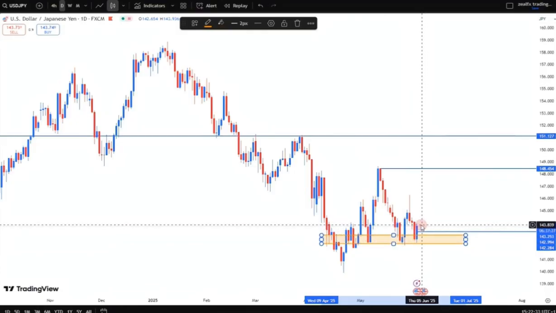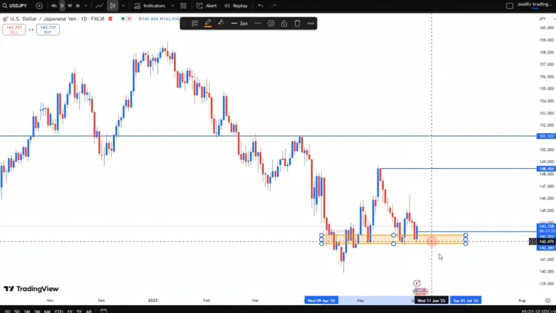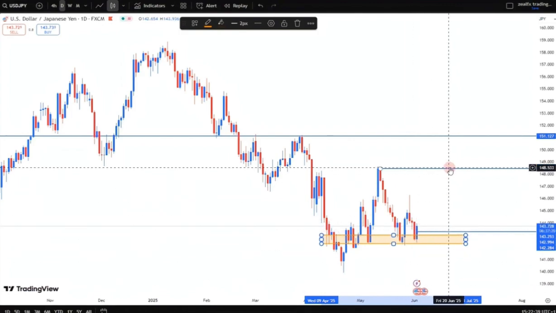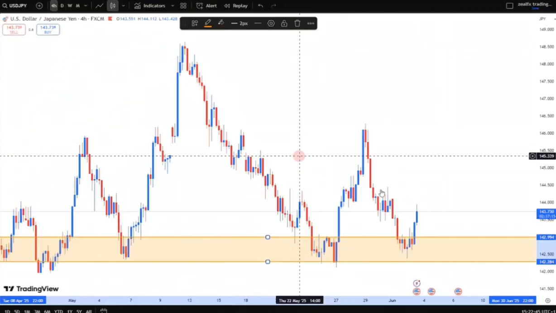So long as we see an uptrend structure on this USDJPY, we expect price to move to this next resistance level. So let's go to the 4-hour chart to pick out our area. We have to look for our entries.